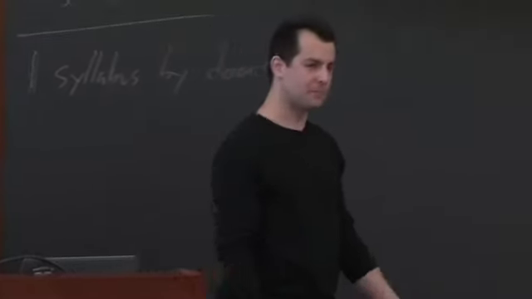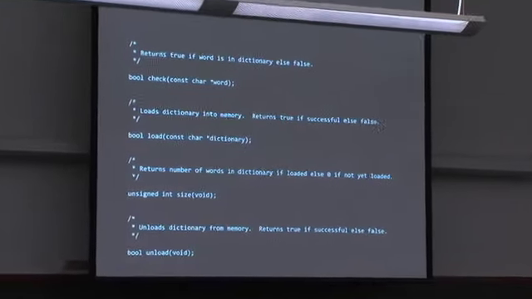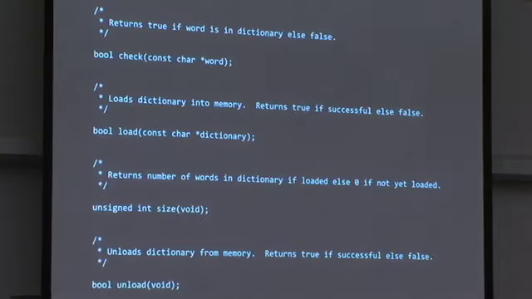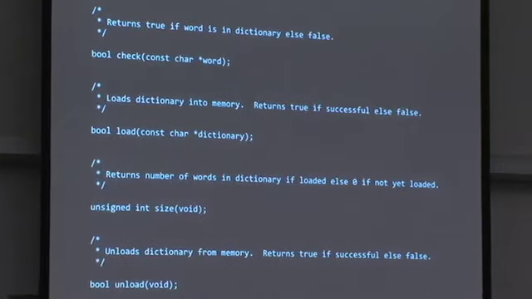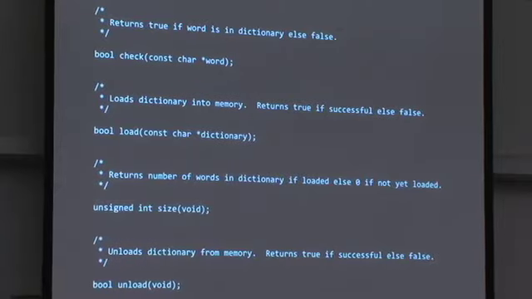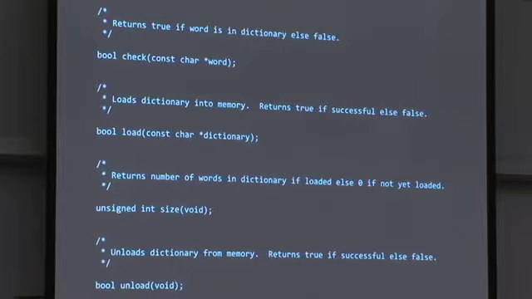Well, what about this one? Let's pick on this PSET. So this was from which PSET? All right, so 6, right? So this was the spell checking assignment. And here, it was kind of interesting in that we gave you the signature, so to speak, for these various functions, check, load, size, and unload, and then you had to implement them.